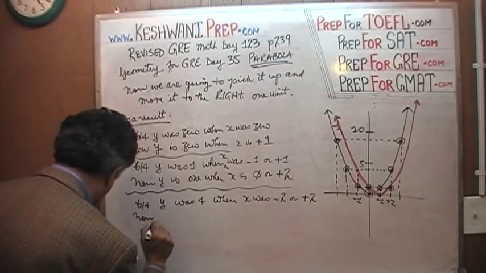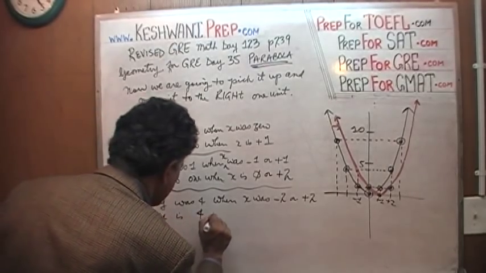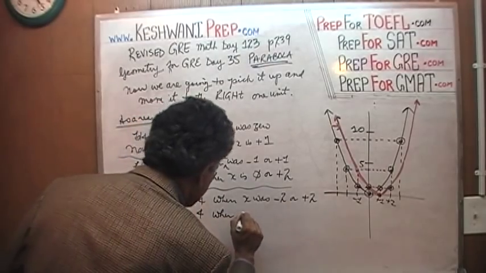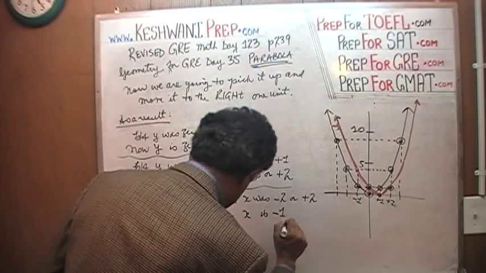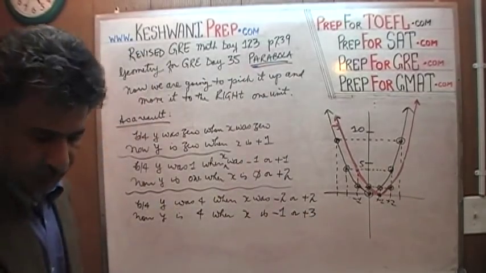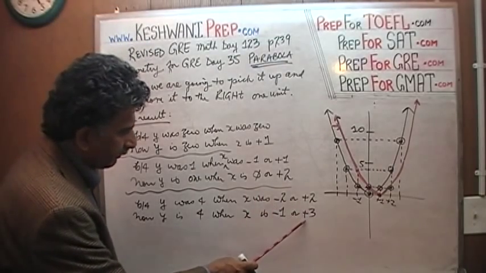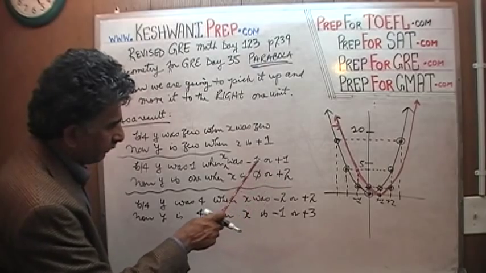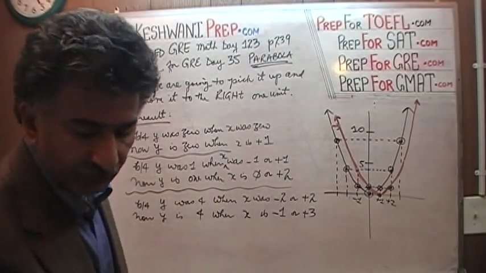Now y is 4 when x is negative 1 or positive 3. You see, again it increased by 1. It went from negative 2 to negative 1, positive 2 to positive 3, positive 1 to positive 2, negative 1 to 0, from 0 to 1. You see, the values of x have increased by 1.